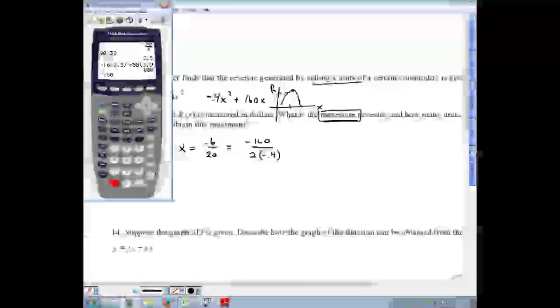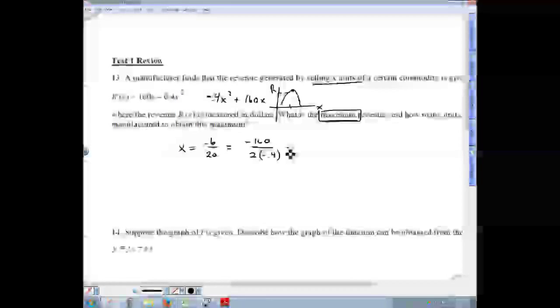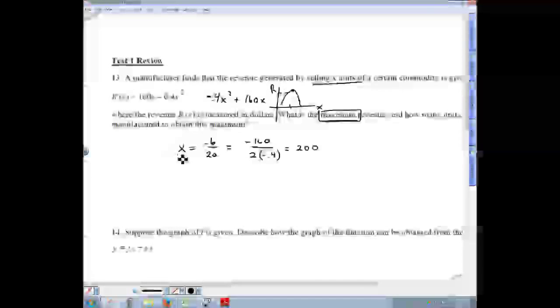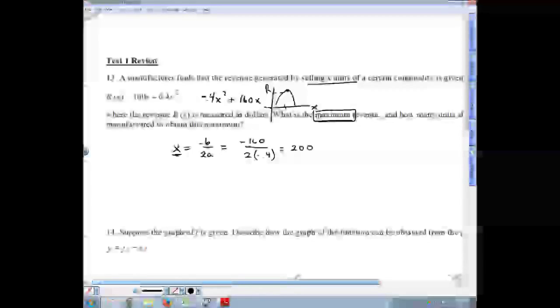So negative 160 divided by 2 times negative 0.4 is 200. So since this is x, you've got to remember this is number of units, so you have to sell 200 units to achieve maximum revenue.